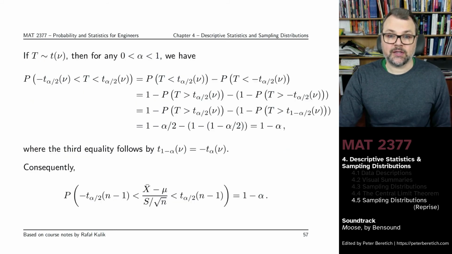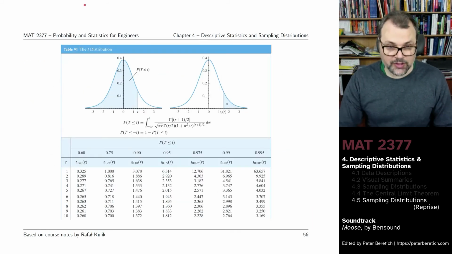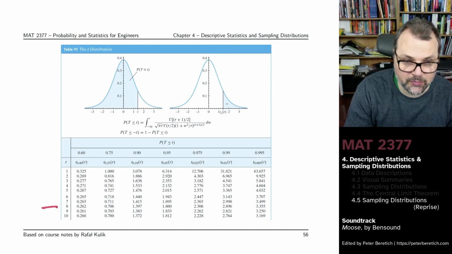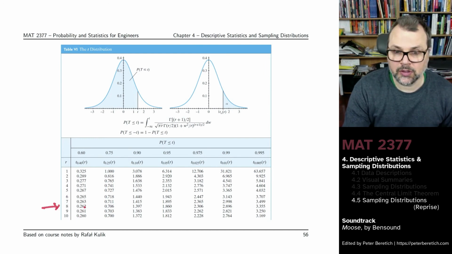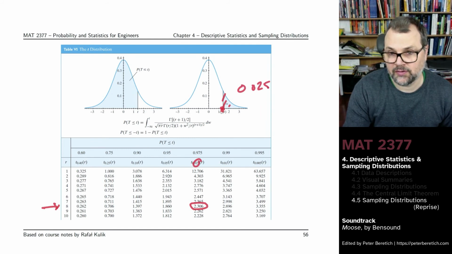Where do we see that? You go to the table, 8 degrees of freedom. This is given in the problem. And you're looking for the critical value here where the area under the curve is equal to 0.025. This value is at 2.306.